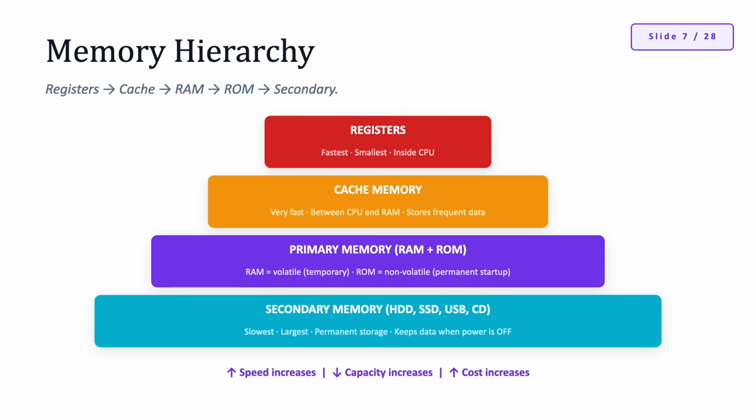ROM, read only memory, is permanent. It holds startup instructions. Cache memory sits between CPU and RAM. It is the fastest memory, storing frequently used data so the CPU does not have to wait. Secondary memory is permanent storage: hard drives, SSDs, USB drives, CDs. It is slower but keeps data even when power is off.